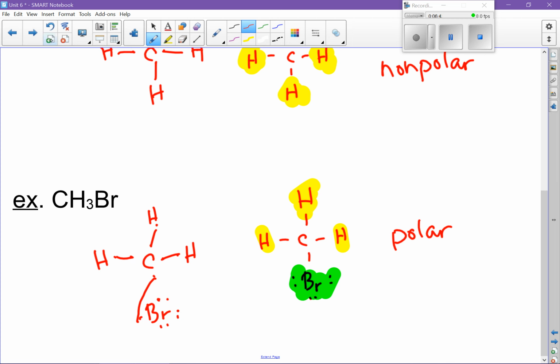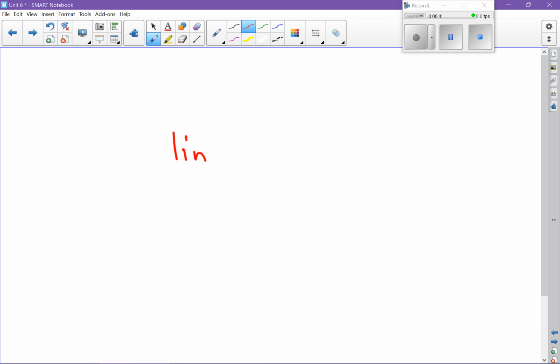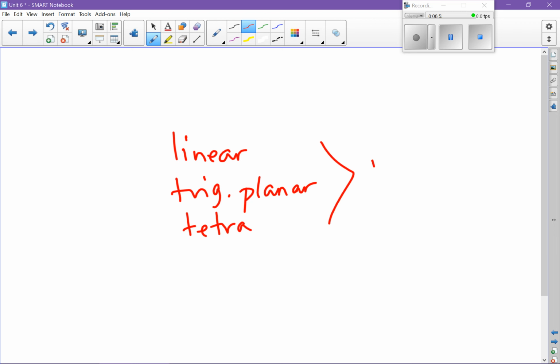So those 3 shapes are the same. So if it is linear, trigonal planar, or tetrahedral, then you care that it's polar if the outside atoms are different. So those 3 all follow the same rule. Okay? Now let's talk about the other 2.